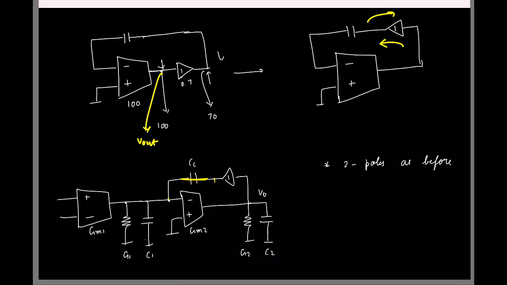If this is V naught, maybe I'll use a different color. If this is V naught, what can you say about this voltage? That is also V naught, the buffer will force it. What is the current in this direction? Minus gm2 V naught. So this current, minus gm2 V naught, is flowing into the total output resistance to generate V naught.